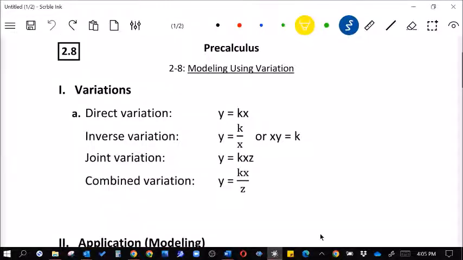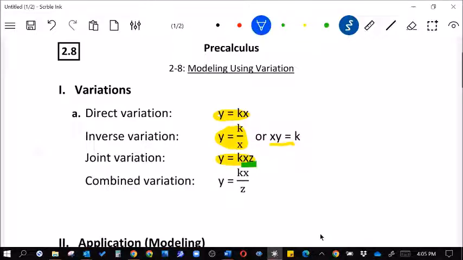Welcome to Modeling Using Variation. You remember having learned about direct variation and inverse variation, which can be written in a different way, but this one's more common. And a joint variation is simply a direct variation that has two variables over here. You have two variables, not just one.